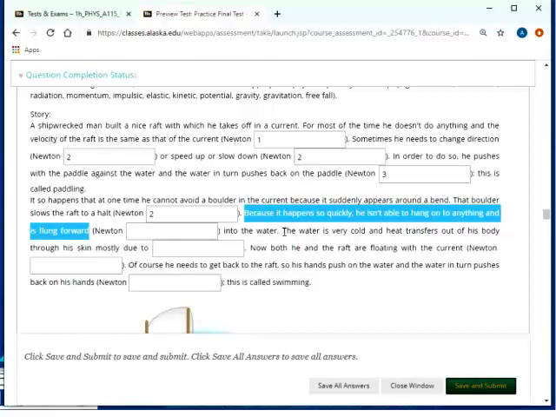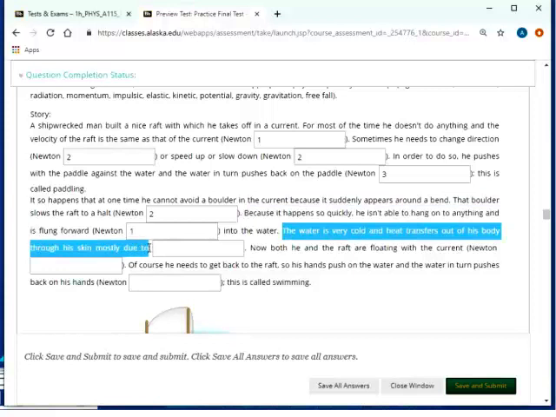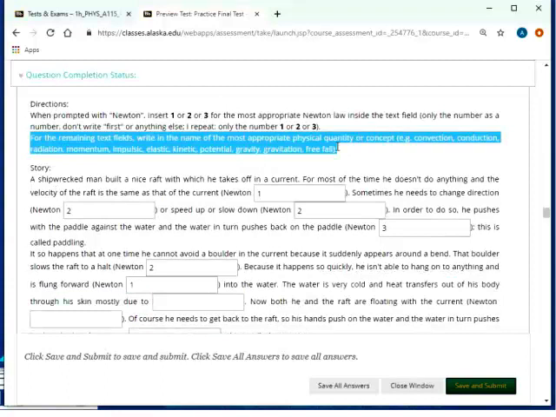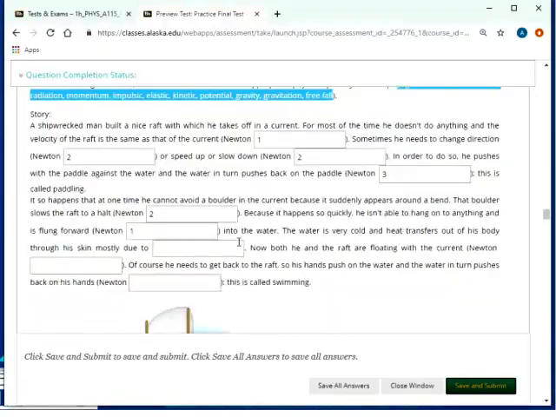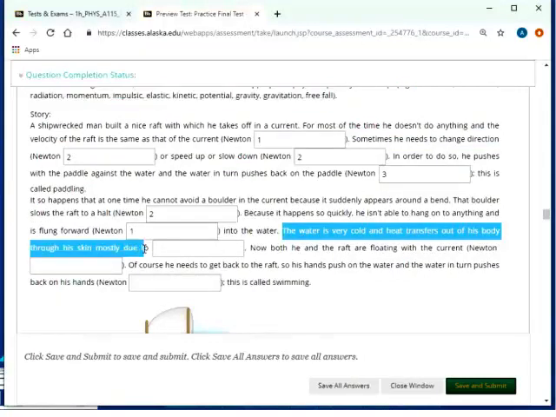The water is very cold, and heat transfers out of his body through his skin, mostly due to, notice there's no word Newton here. This is where this disclaimer comes in. For the remaining text fields, choose one of these that I put in parentheses. So let's go back to the sentence here. The water is very cold, and heat transfers out of his body through his skin, mostly due to, well, convection. That would mean that air is coming out of the skin. No, that's not the reason. Radiation, well, there isn't enough time to really radiate. So the skin is in contact with the water, and it conducts outward.